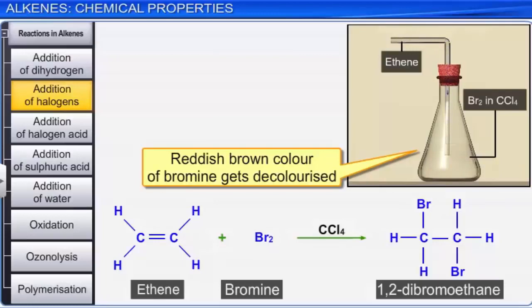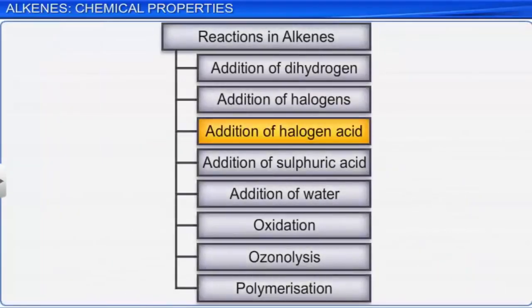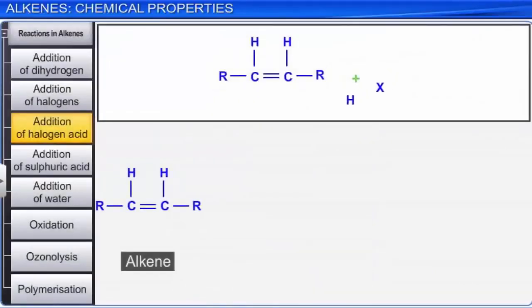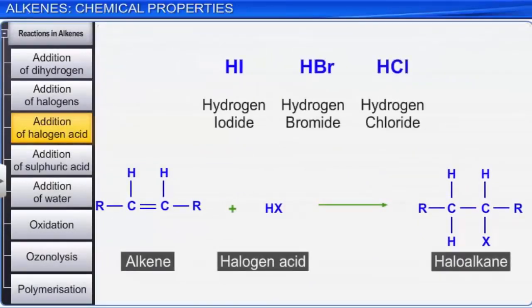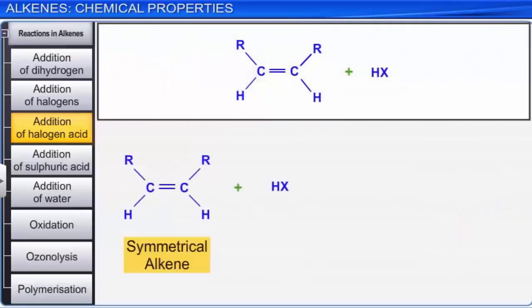Let us now look at the addition of halogen acid. Alkenes react with halogen acids to form haloalkanes. In the reaction with alkenes, hydrogen iodide is more reactive than hydrogen bromide, which is more reactive than hydrogen chloride. In the case of symmetrical alkenes, only one product is formed.